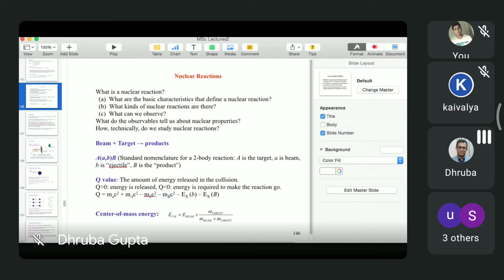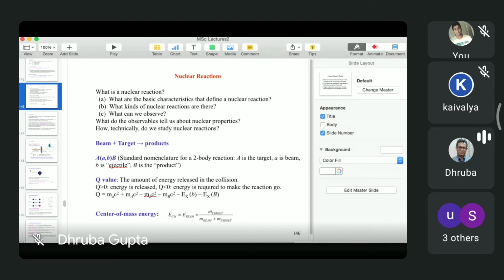Now if it so happens that there is a three-body final state, then instead of the small b ejectile, for example, there are two particles that come out, x and y. So you will write small a comma x y in parentheses, and the capital A and capital B will remain as they are. So it is like that.